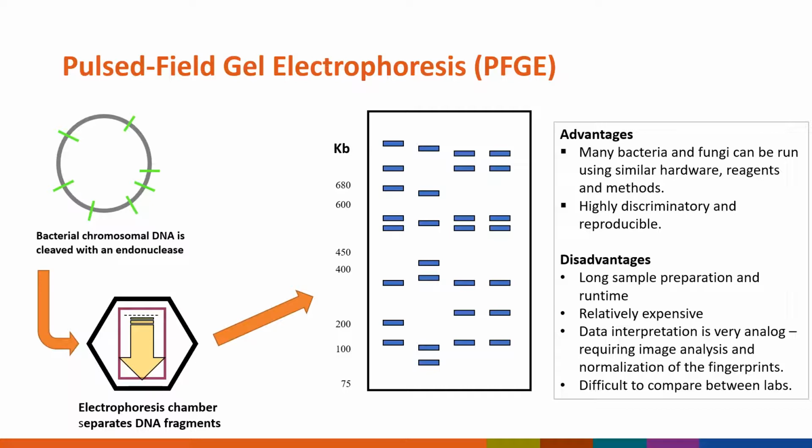And as you see here, the data interpretation is very analog. You need to basically perform image analysis and normalization of those gels between different labs in order to compare fingerprints. So that adds to the level of difficulty. But at the same time, it was very successfully used by PulseNet and many other programs that have used it for broad scale molecular surveillance for decades and decades.